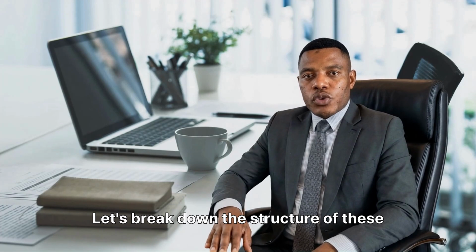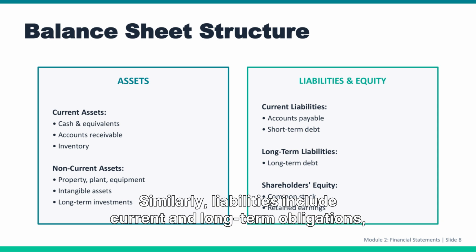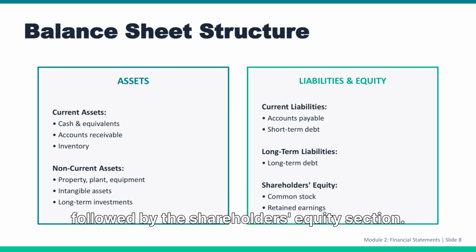Let's break down the structure of these assets and liabilities. Assets are divided into current and non-current. Similarly, liabilities include current and long-term obligations, followed by the shareholders' equity section.